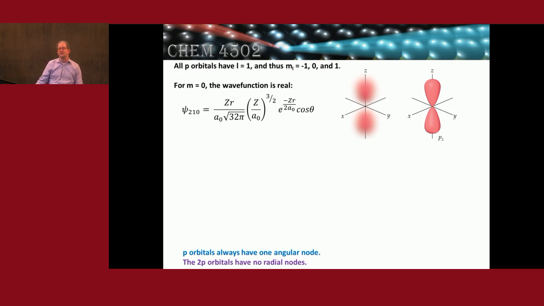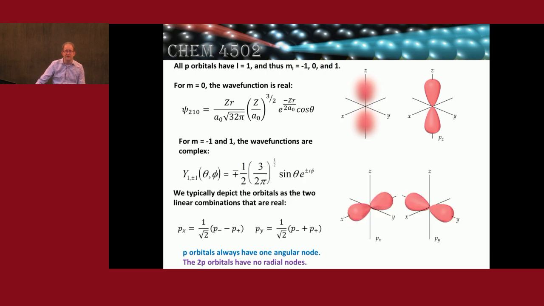But what about the other two values that m can take? What about when m is equal to +1 or -1, psi 2, 1, 1, and psi 2, 1, -1? Well, visualizing those is difficult because they're complex. But they have the same energy, right? The energy only depends on the principal quantum number. So I can take a linear combination of them. I can add those two together or subtract those two and get real orbitals.